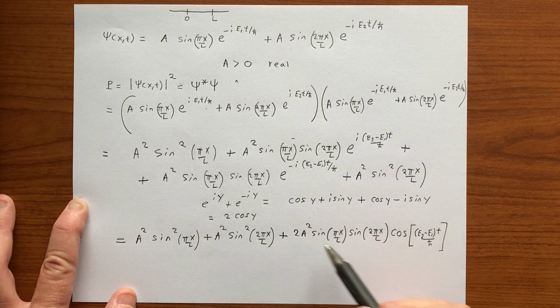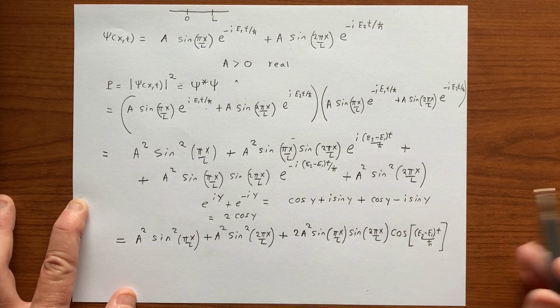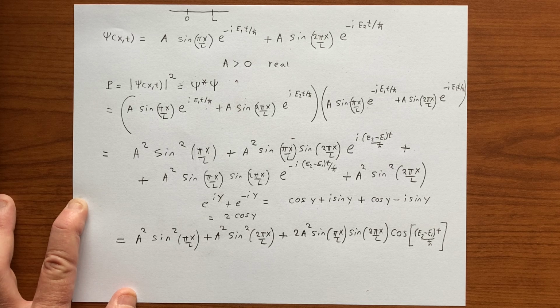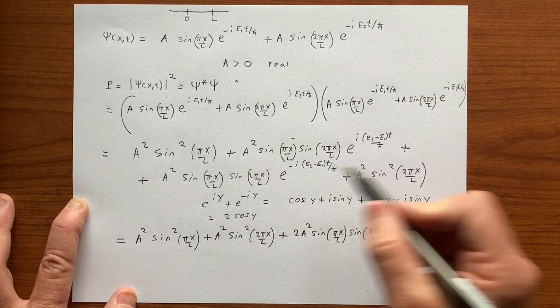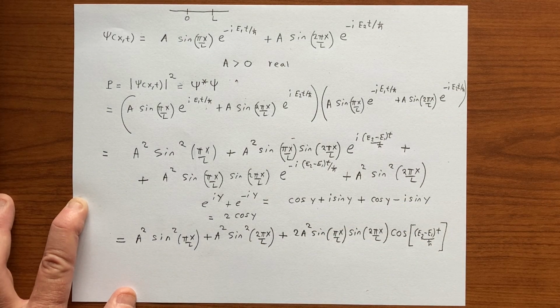And so this term will make the probability density change with time. And so one thing that emerges from this is that if you want dynamics, if you want time dependence, you need to have different values of energy. There is no time dependence if you only have one value of energy.